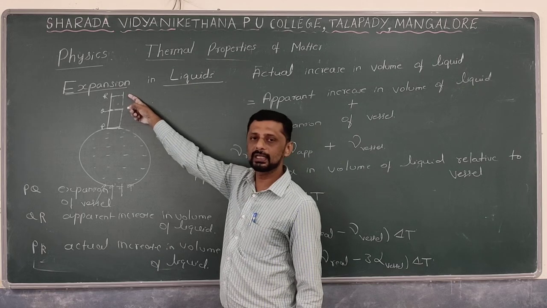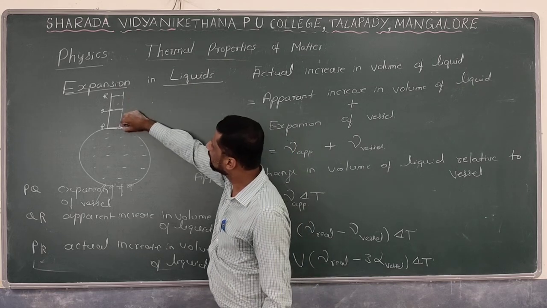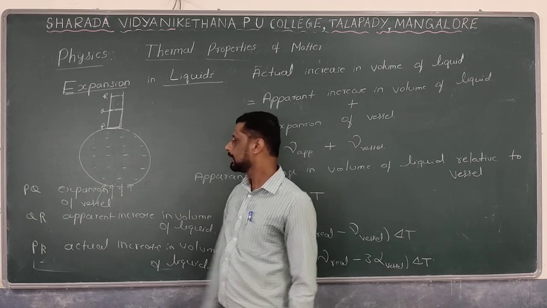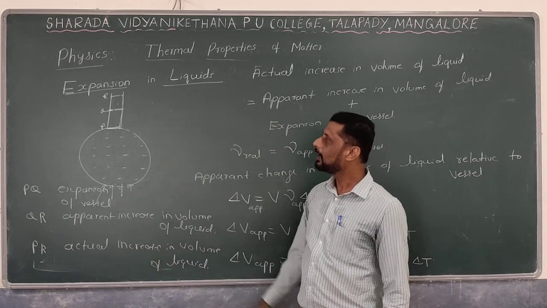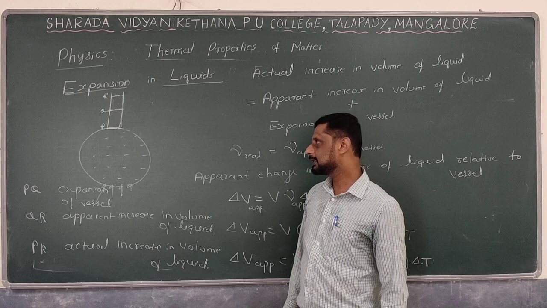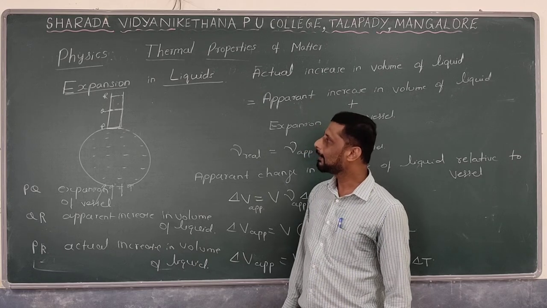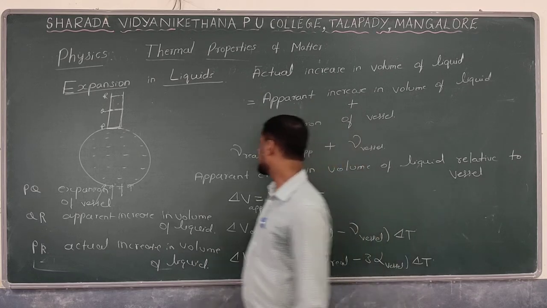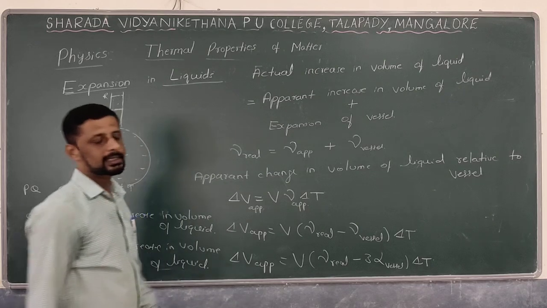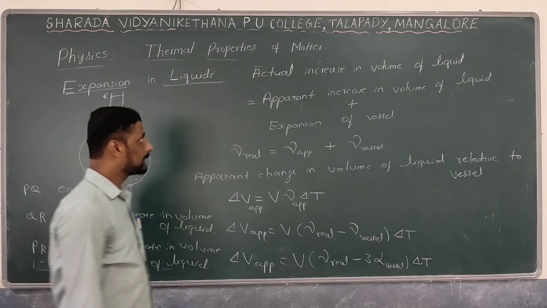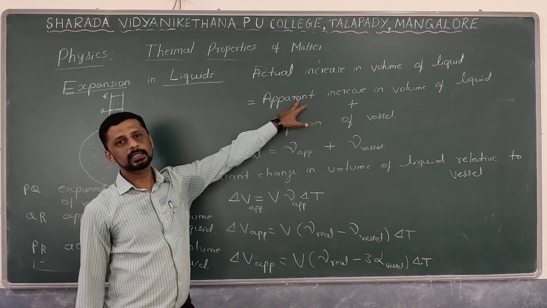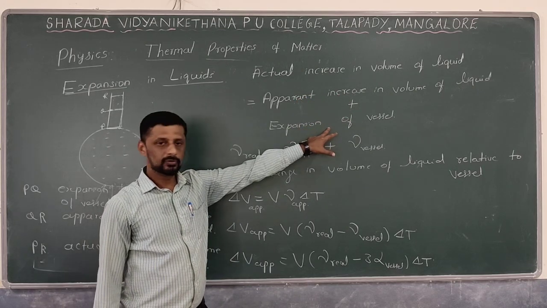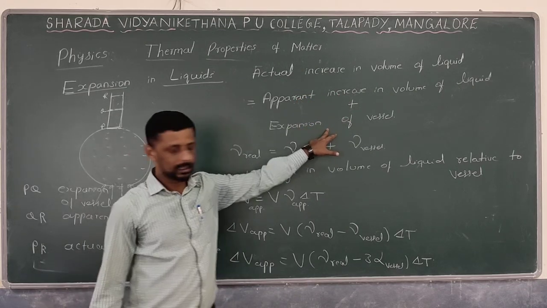Therefore, what is the actual increase? The actual increase in volume of the liquid in a vessel is PR. PR is the actual increase in volume of the liquid, while PQ is the expansion of the vessel, where QR is the apparent increase in volume of the liquid. Then how are they related? Actual increase, apparent increase, and expansion of the vessel. The actual increase in volume of the liquid is equal to the apparent increase in volume of the liquid plus the expansion of the vessel. That's what I said earlier.